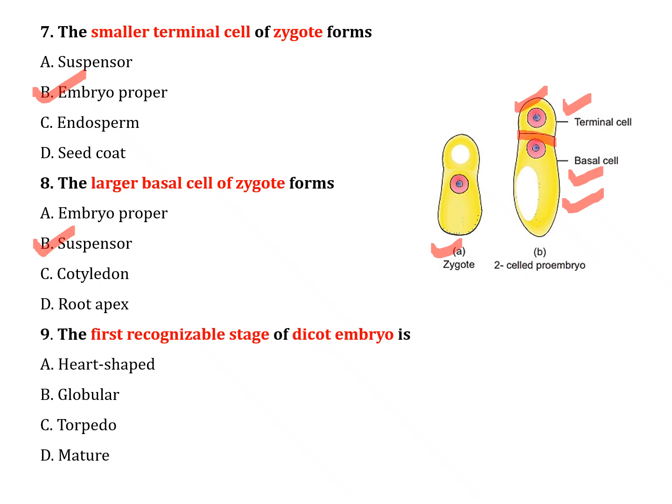The next question number 9. The first recognizable stage of dicot embryo is option A heart-shaped, option B globular, option C torpedo, option D mature. Correct answer is option B globular.